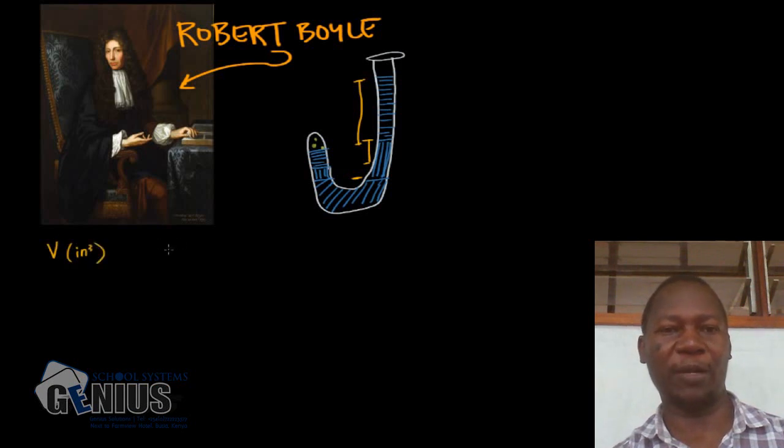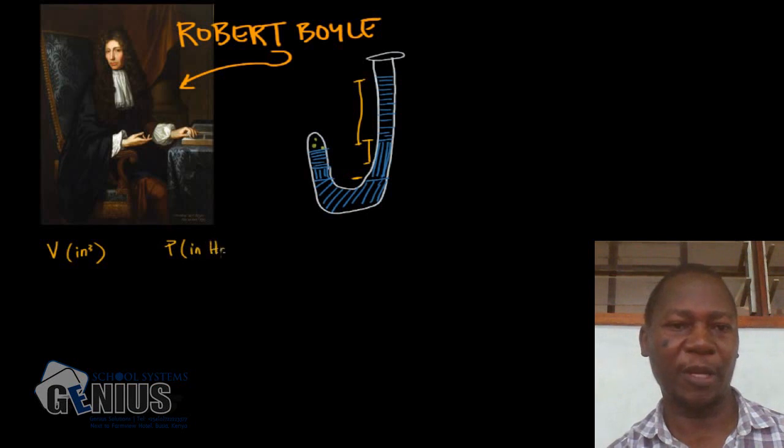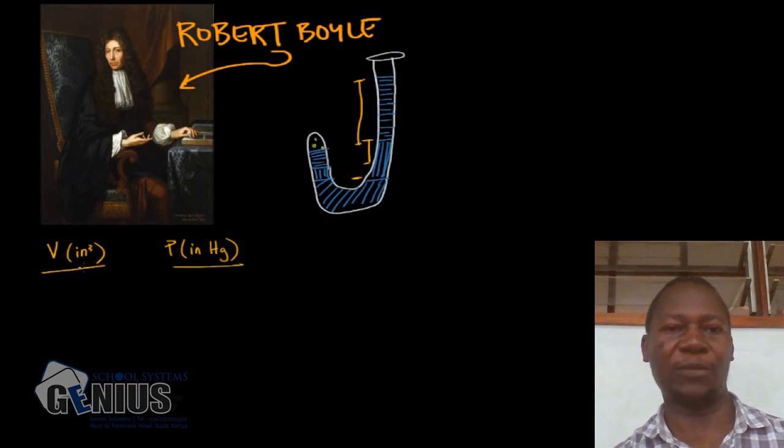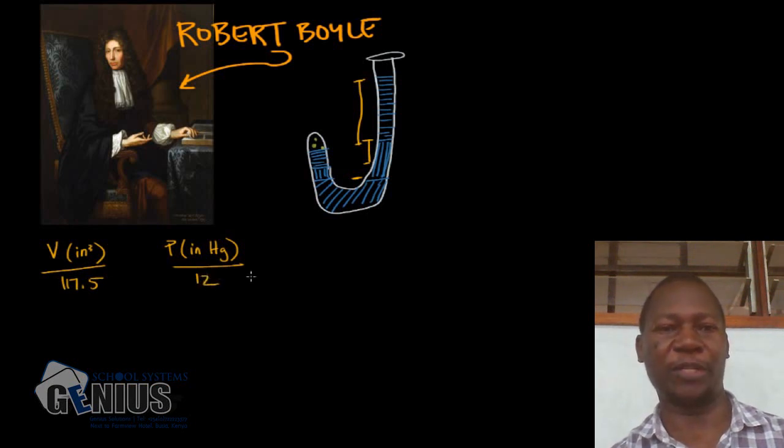Now, he added a bit more mercury, which compressed the gas even more, making its volume less. And he found that there was an even greater offset in the two fluid heights. He correctly took this to mean that the gas was exerting even more pressure. His volume was 17.5 cubic inches, and his pressure was 12 inches of mercury.